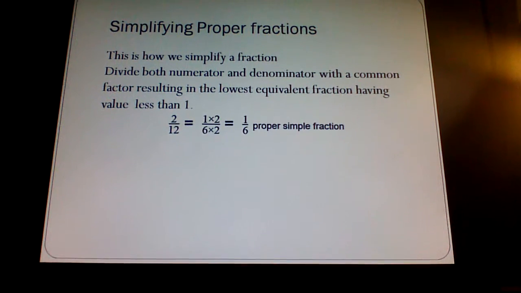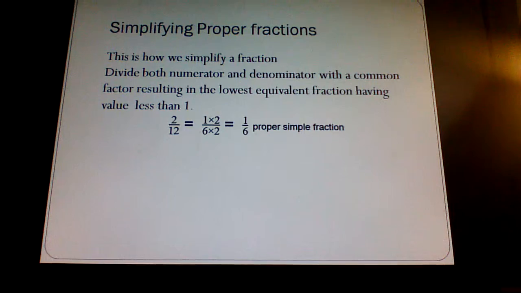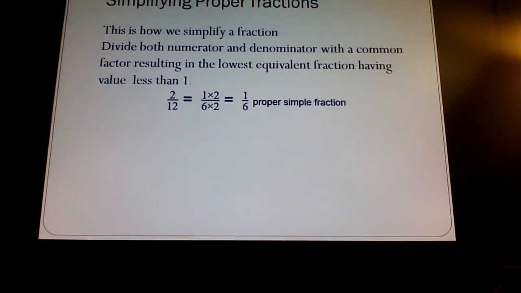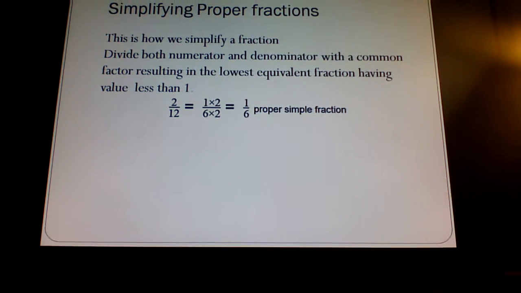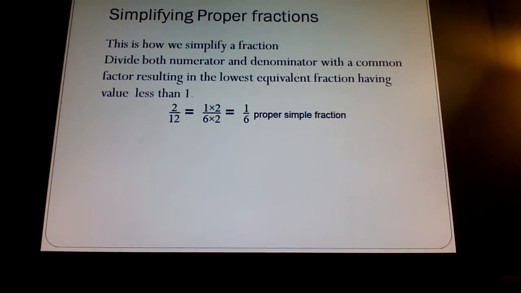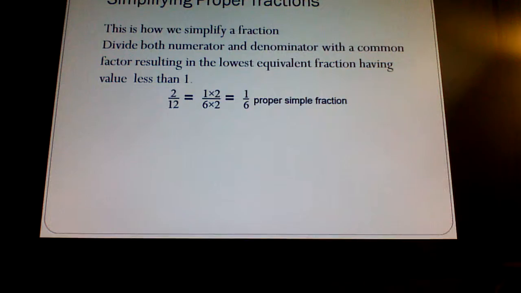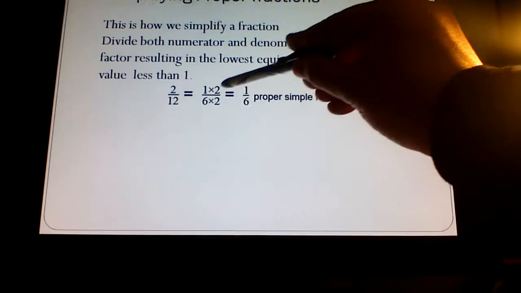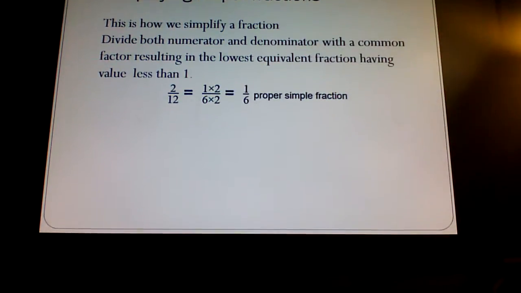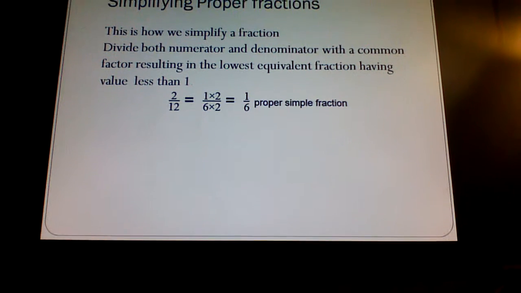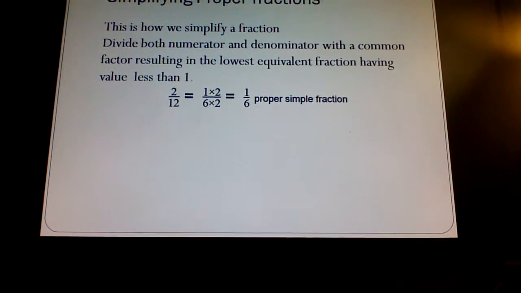Simplifying proper fractions. To simplify a fraction, you need to divide the numerator and the denominator by a common factor, resulting in the lowest equivalent fraction. For example, 2/12 has a common factor of 2, and so 1/6 is the simplified version of 2/12. The value of 2/12 is the same as 1/6.